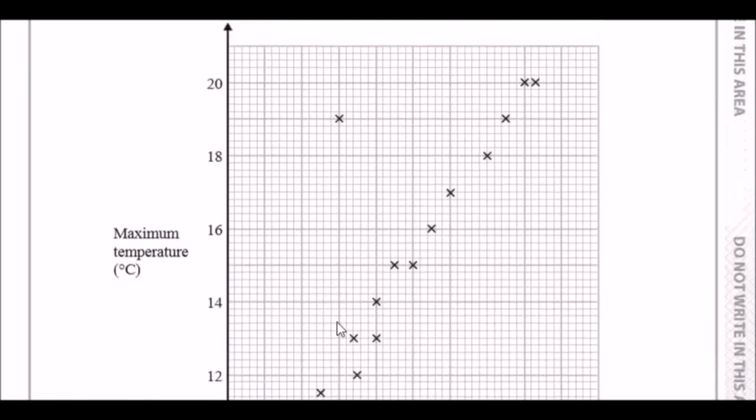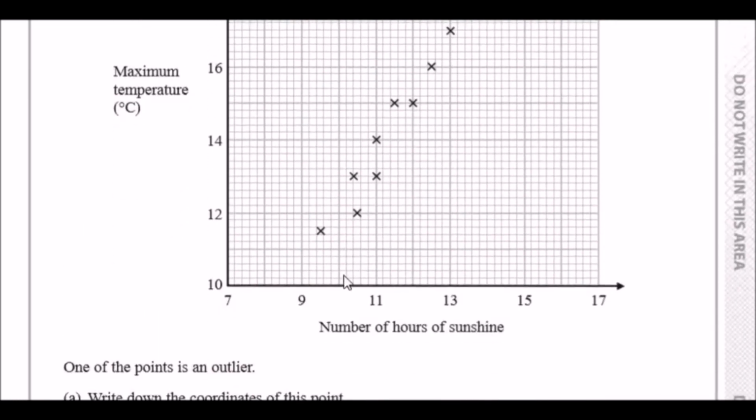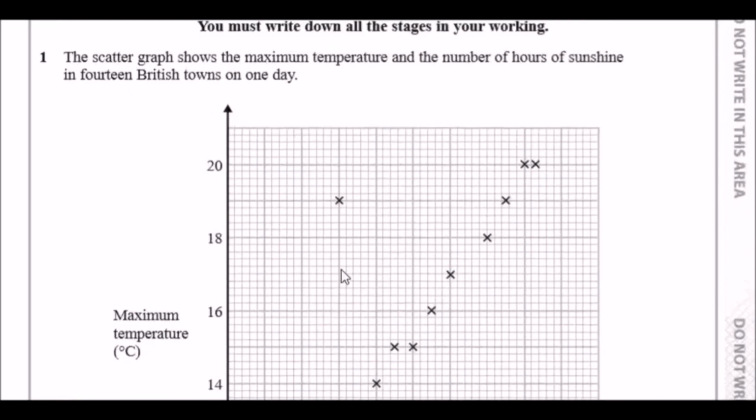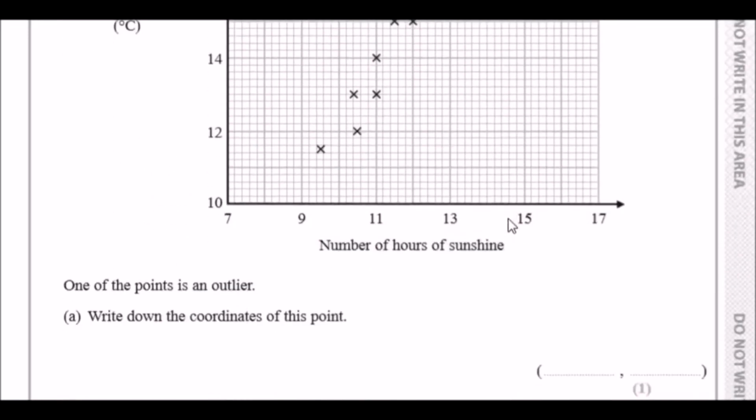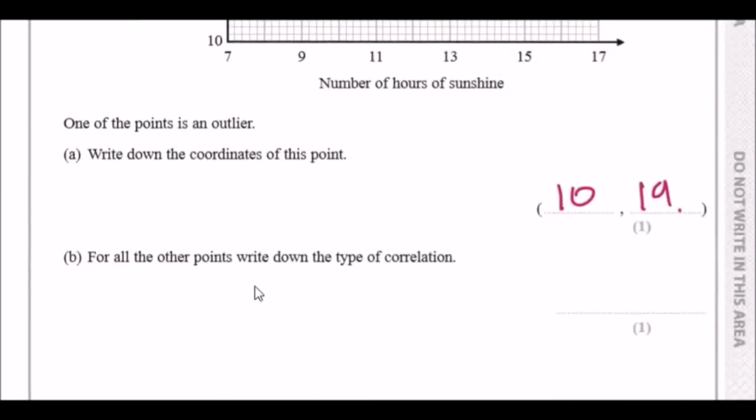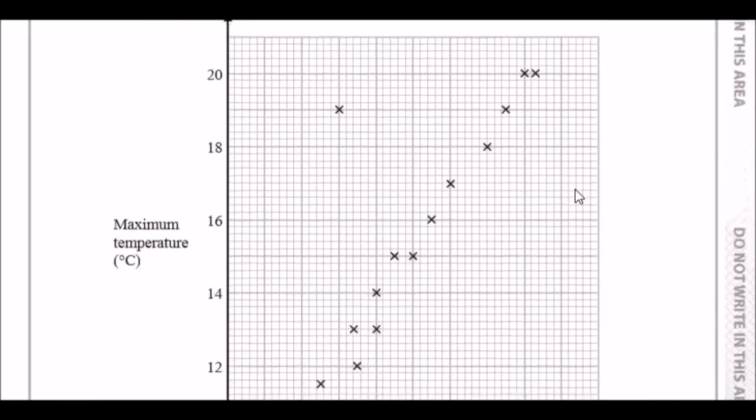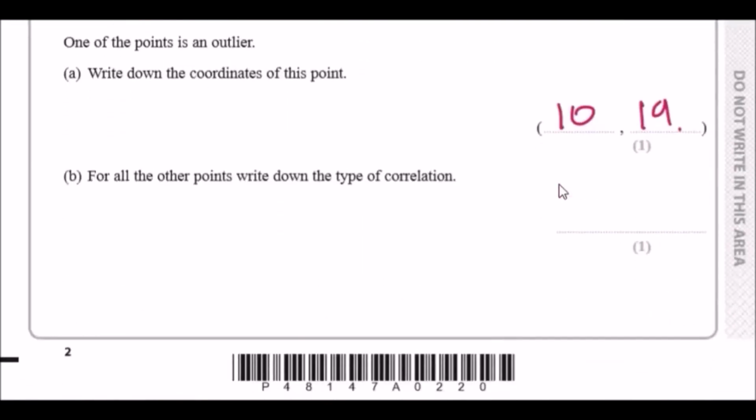So like I said, it's over here. So this looks like it's going bang in the middle between 9 and 11. So it's 10 across and 19 up. So the answer should be 10 and 19. Okay. Now for all the points, write down the type of correlation. Well, this is 100% positive because everything's increasing together. So that's what you just write, positive.